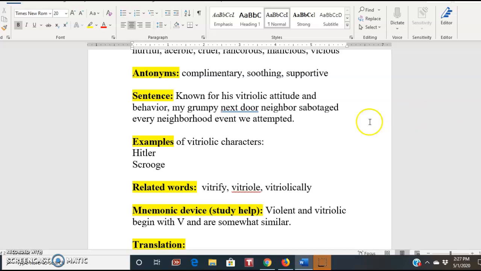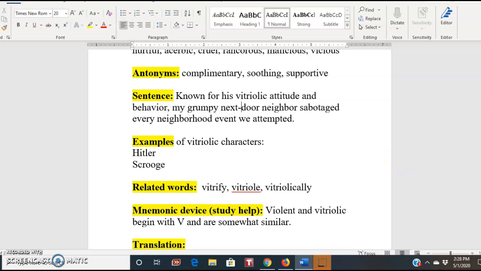Then we go and make a sentence, or try to, and this is of course difficult many times, but I'm modeling for them, so I give them a sentence, and I try to put it into a context, which is another way that we teach vocabulary. And then I try to help them think of some examples of vitriolic characters that they might know about. They might know about Hitler using vitriol in some of his speeches, or Ebenezer Scrooge.